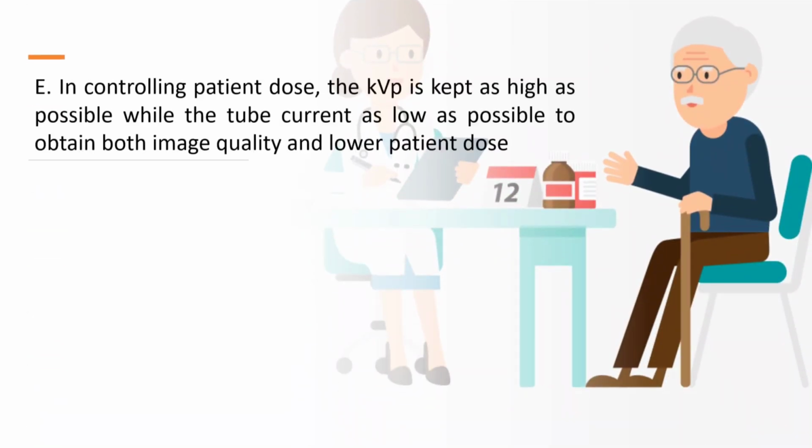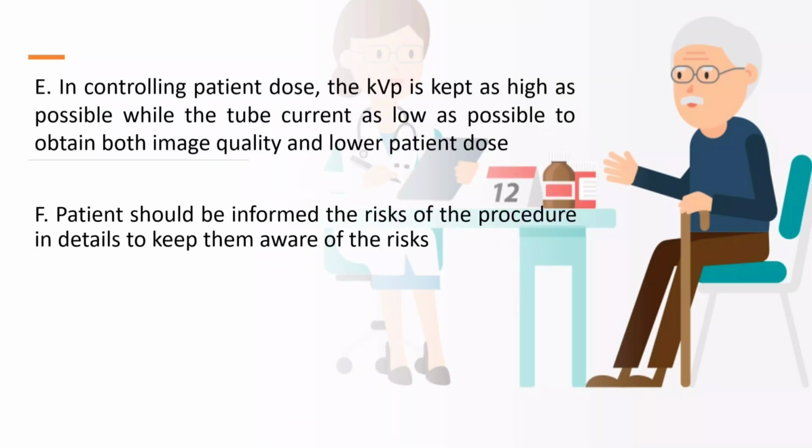When it comes to the patient dose, the kVp is kept as high as possible and the tube current as low as possible so we can obtain both good image quality and lower patient dose. And the patient should always be made aware of the risk in any procedures.